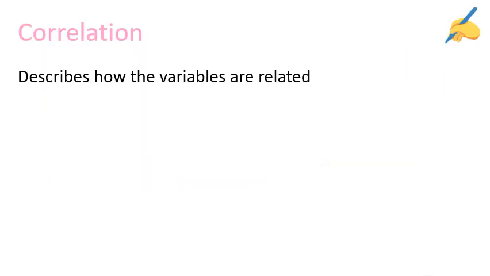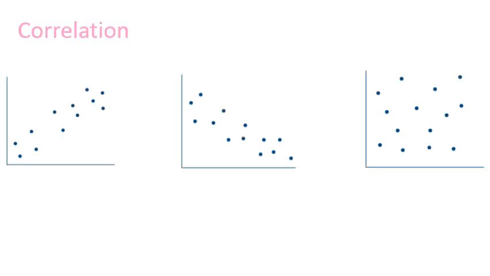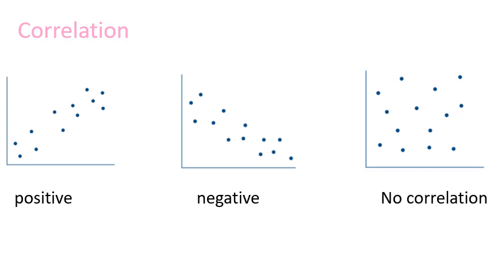We use the word correlation to describe how variables are related. Correlation is also called association or relationship sometimes. When describing correlation, we need to talk about the direction. So this first scatter plot, it's going in an upwards direction, so we see it has a positive correlation. The next one, it's going in a downwards direction, so we see it has a negative correlation. And the last one has no direction at all, so it has no correlation.